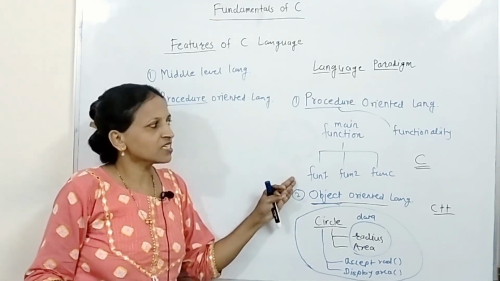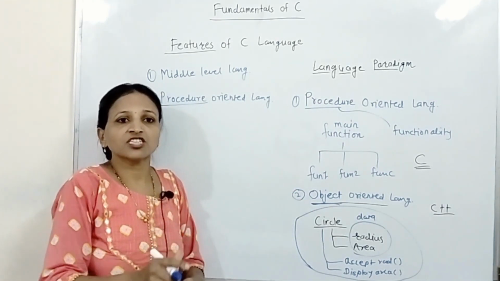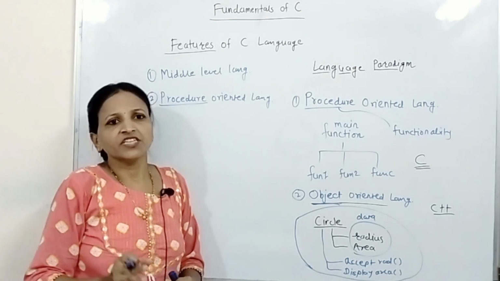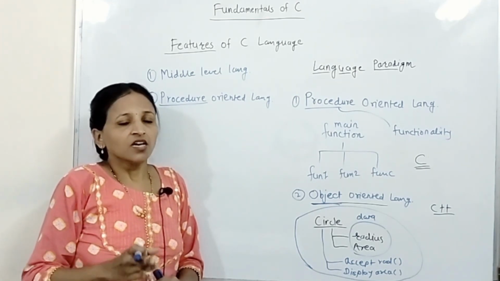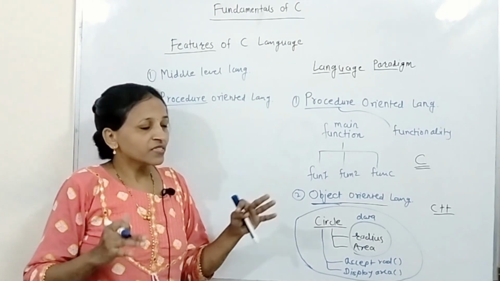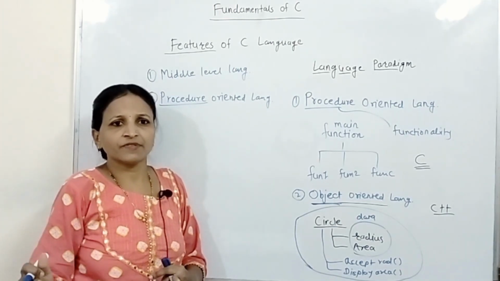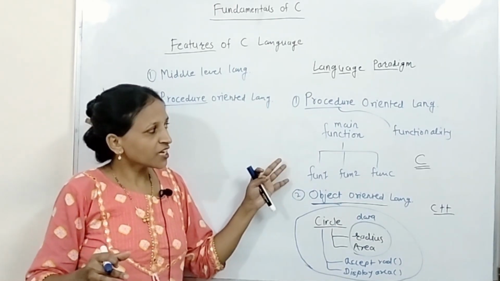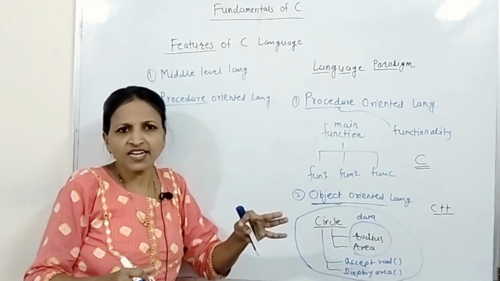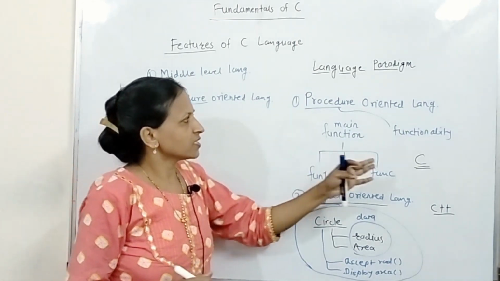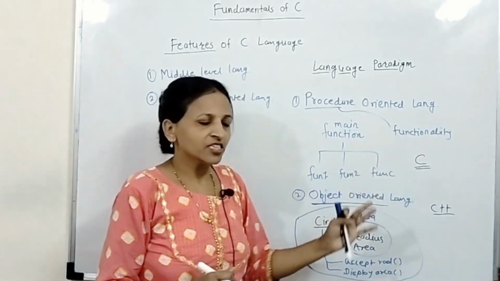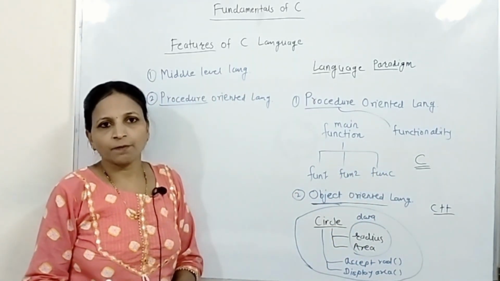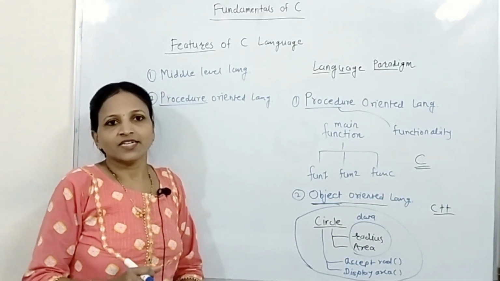And the other approach, where the focus is on functionality and we only think about what steps are to be done, and the main problem is subdivided into different subtasks, can be implemented using the C language. That's why C is the example of a procedure oriented language and C++ is the example of an object oriented language.